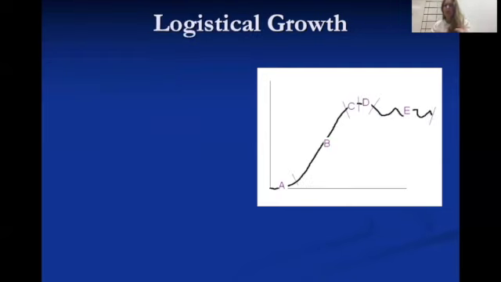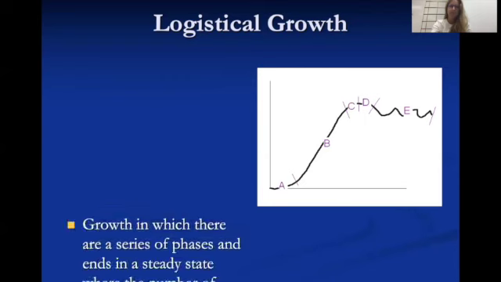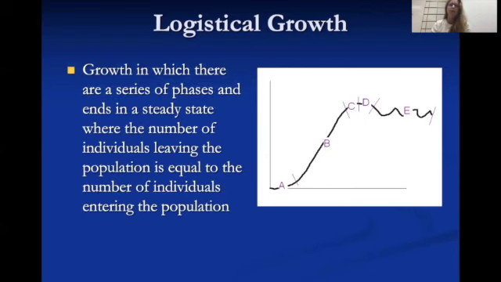So in your notes, you're going to want to draw this graph, and you're going to need to know these different points on the graph. So it's a growth in which there are three or a series of phases, and it ends in something called steady state. Steady state is where the number of individuals entering the population equal the number of individuals leaving the population. Well, how does something enter a population? It gets born. How does something leave a population? It dies or gets eaten.